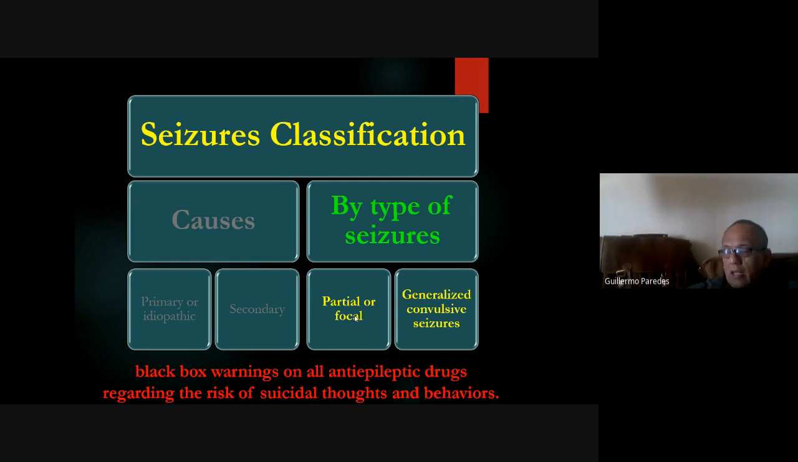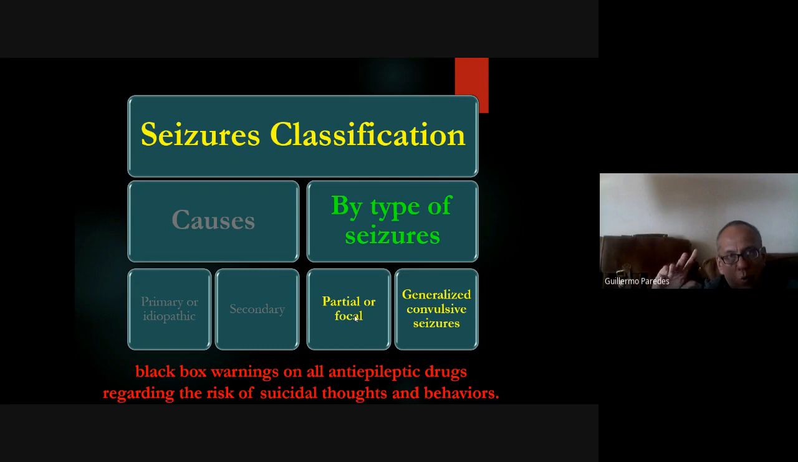Okay? All right. So we have partial and generalized. Just put it in your mind. Why is it important to know that? Because you're going to know all the names of the anti-epileptics right now. We are going to classify, and there are like 20 drugs that are going to be known today.